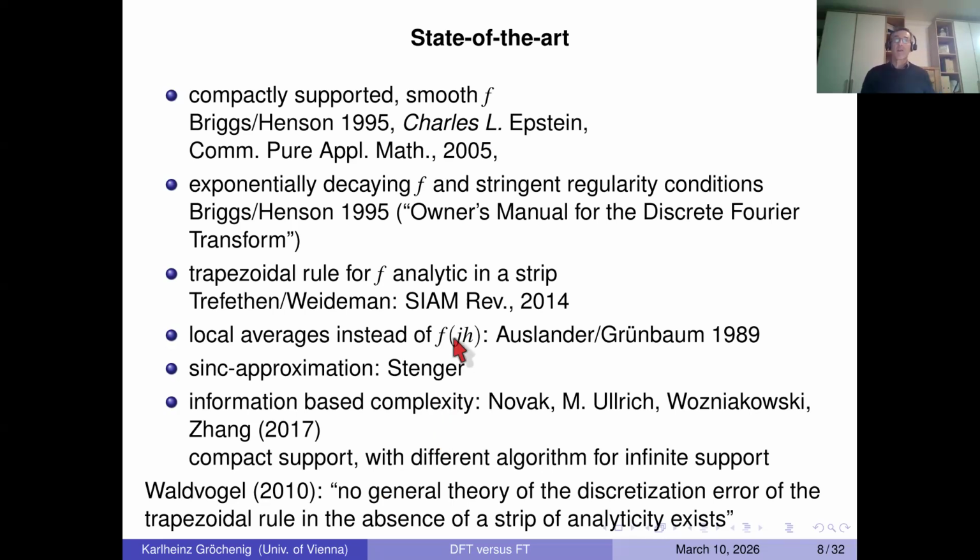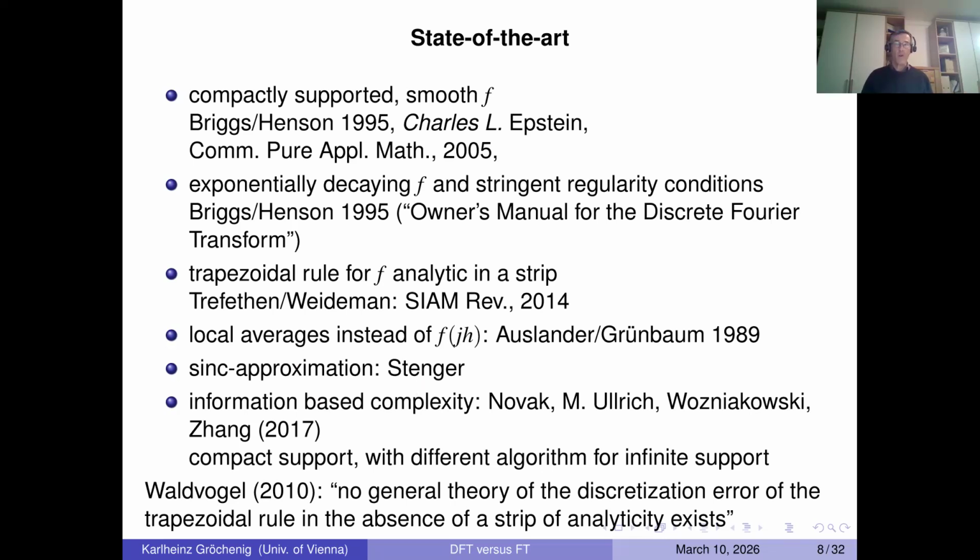There's something very interesting by Auslander and Grünbaum, even earlier. They do an error analysis for arbitrary L2 functions, where you can either take pointwise evaluations, or they take local averages, and then it's basically an experimental paper. And there is an approximation in this context of numerical analysis with a cardinal sine by Frank Stenger. I will say a little bit about that later.